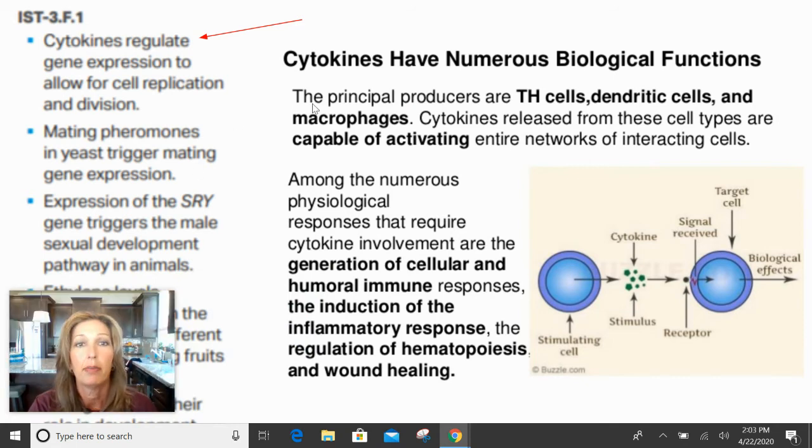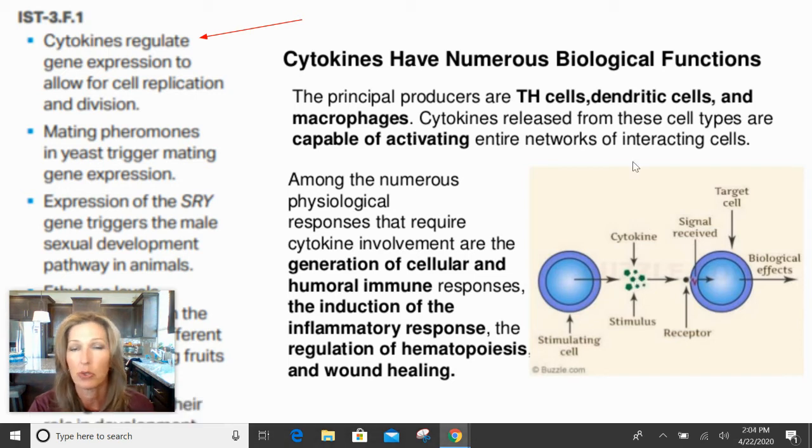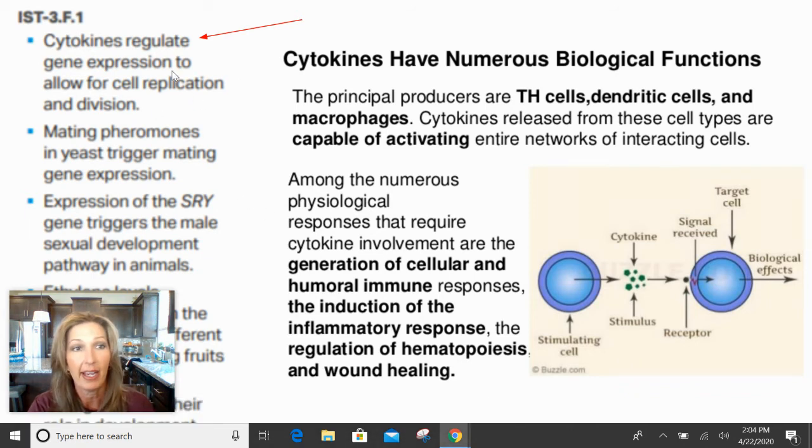Here is cytokines. Since we didn't talk about the immune system, we didn't talk about cytokines. Cytokines are chemical signals that are highly involved in our immune system responding, and also in cell generation and cell response, wound healing, etc. Those are some of the biological effects that cytokines have for cell replication and division as part of an immune response.